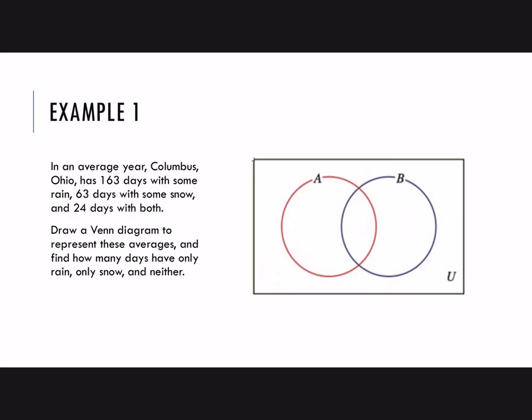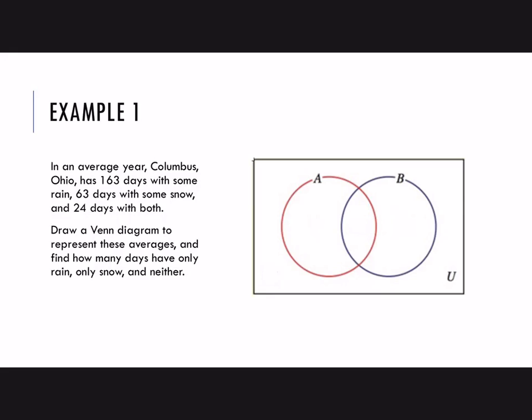Alright, so here's an example of a type of problem that we can use a Venn diagram to solve. This one says, in an average year, Columbus, Ohio has 163 days with some rain, 63 days with some snow, and 24 days with both. Draw a Venn diagram to represent these averages and find how many days have only rain, only snow, and neither.